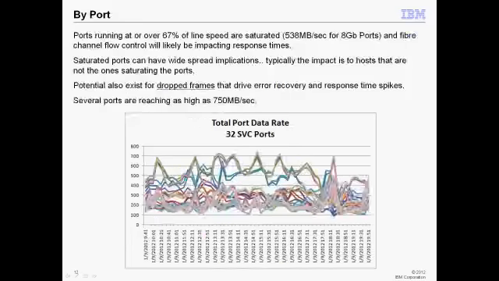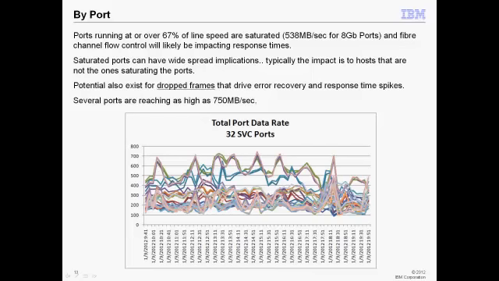Now that we have a concern that we may be overdriving ports, we will focus in on the by port report. But first I'll provide another rule of thumb. Ports running at or over 67% of line speed are saturated, and fiber channel flow control will likely be impacting response times. That's 538 megabytes per second for 8 gig ports.